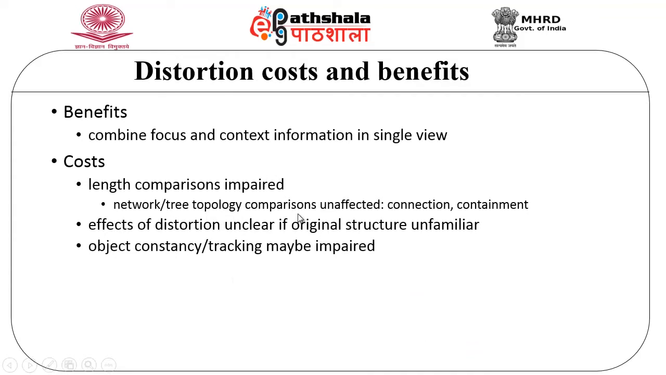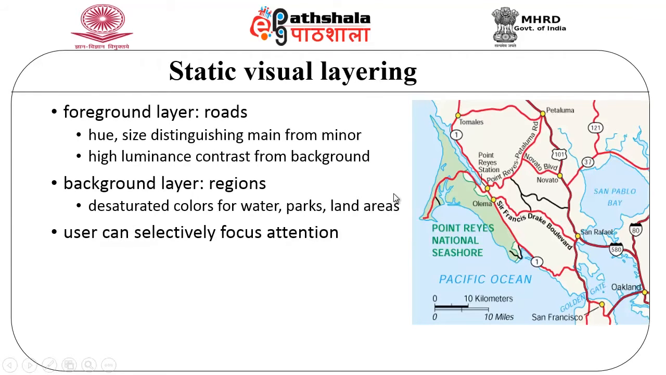So what are the costs and benefits? The distortion costs and the benefits. The benefits are combining the focus and the context information in a single view. The costs are that length comparisons are impaired, while network tree topology comparisons are unaffected, and connection containment was seen. The effects of distortion are unclear if the original structure is unfamiliar, and the object constancy or tracking may be impaired. So these are the costs that we are going to pay for this kind of benefit, that is showing the focus as well as the context information in a single window.